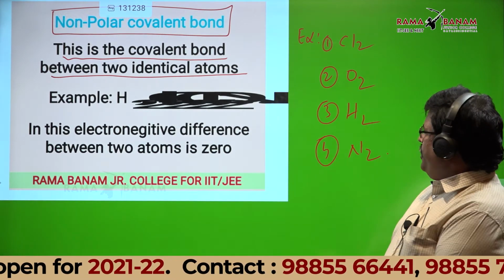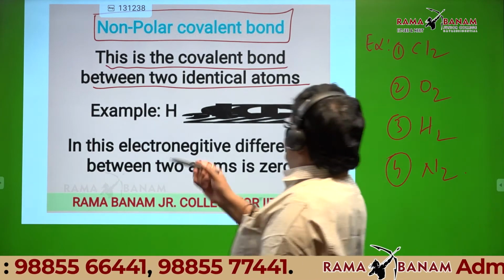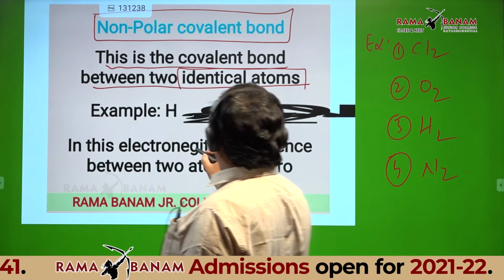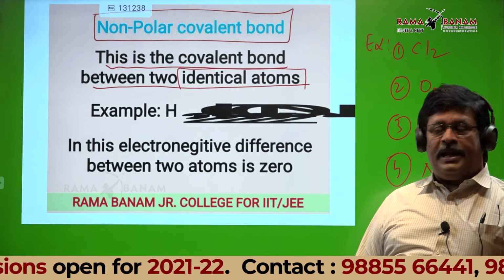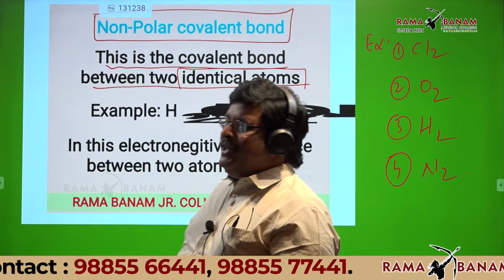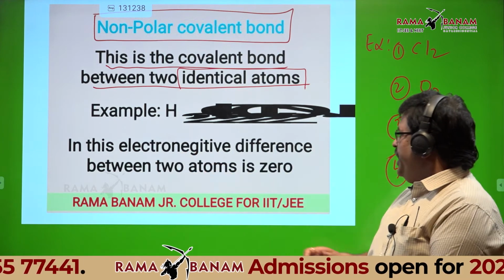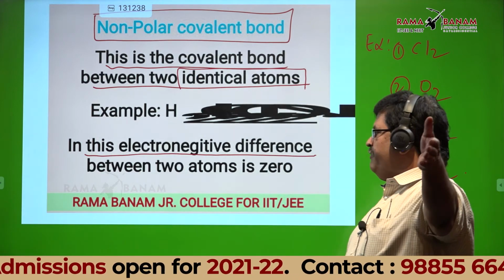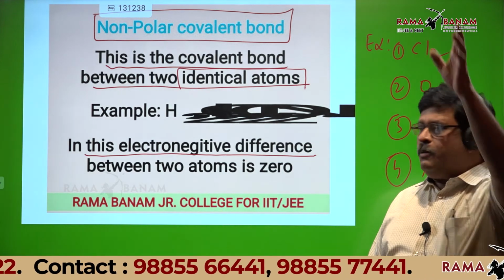See that last point on the slide, students. This is important. If it is between identical atoms, what is the electronegativity difference between the two identical atoms? Can anyone tell? Zero, sir. So in non-polar covalent bond, as I mentioned in the slide, the electronegative difference between the two bonded atoms is 0. Write that point. Note.